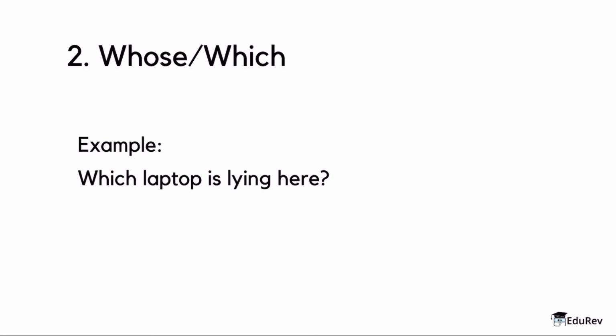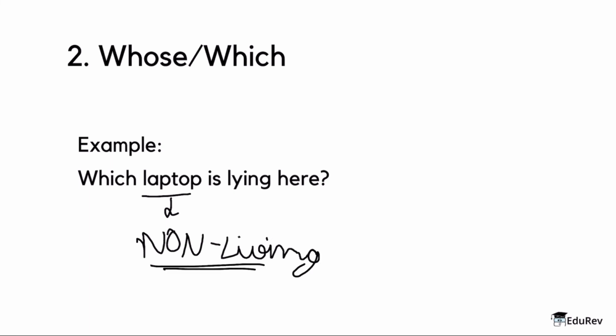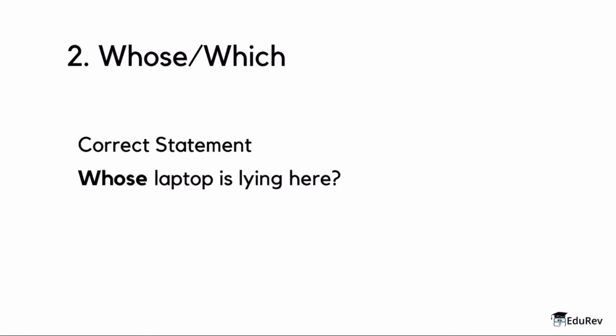Now let's look at another example. "Which laptop is lying here?" Once again, I want you to pause this video and try to solve this question on your own. Just use the same logic we used in the last example, and I'm sure you will get the answer immediately. I'm sure all of you must have paused this video by now and got the answer. So let's do it here once again. The laptop here is non-living. Because the laptop is non-living, instead of which, once again, whose will be used. So the correct statement will be "Whose laptop is lying here." Yes, as you can see, that is the correct statement.